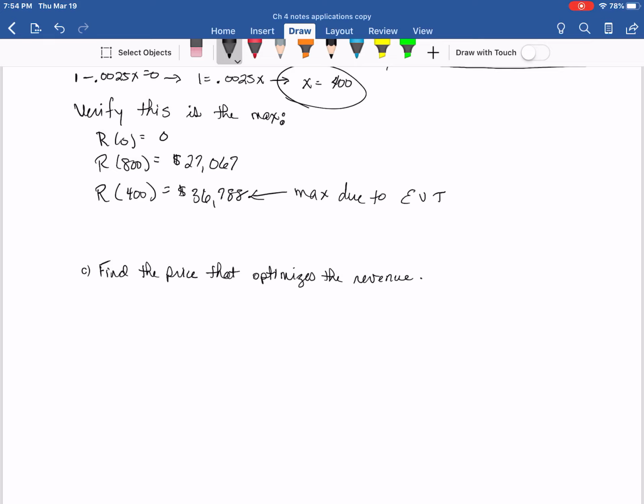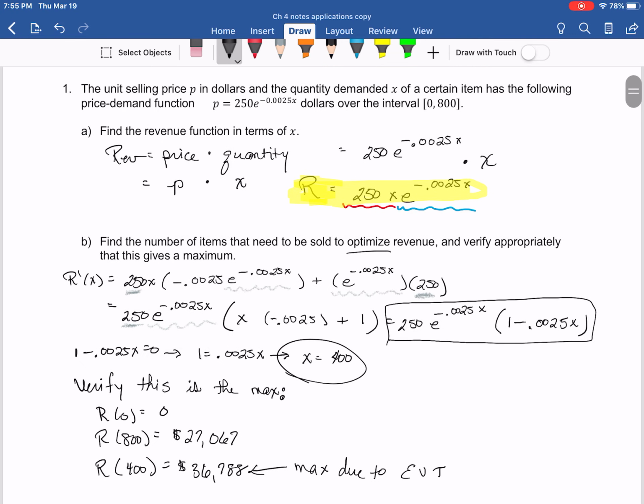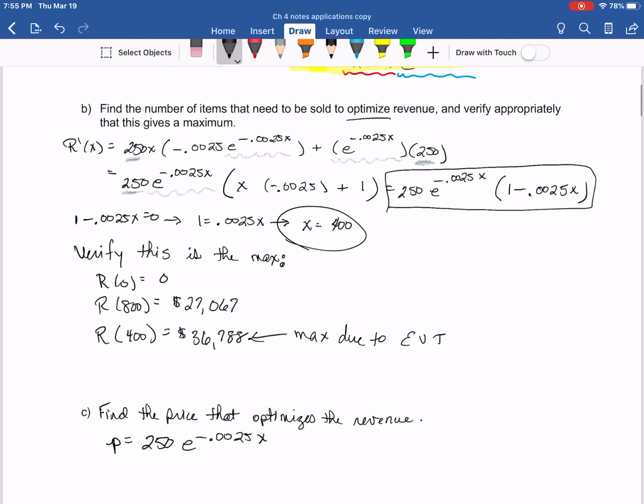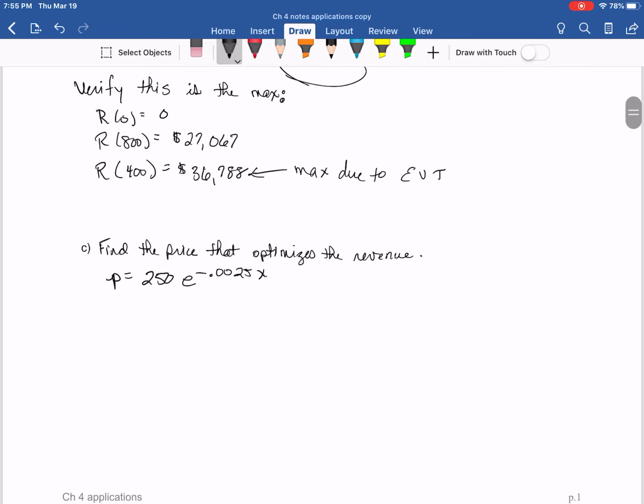So to find the price, we remember that the price function given above in terms of the quantity was 250 e to the negative 0.0025x, all the way back to the beginning of this example. Okay, so this is the price function that we want to use in order to figure out what price we need to charge when we use the optimal quantity of 400 units. So we want to try to sell 400 units. In order to sell 400 units, the price we need to charge is equal to $91.97.